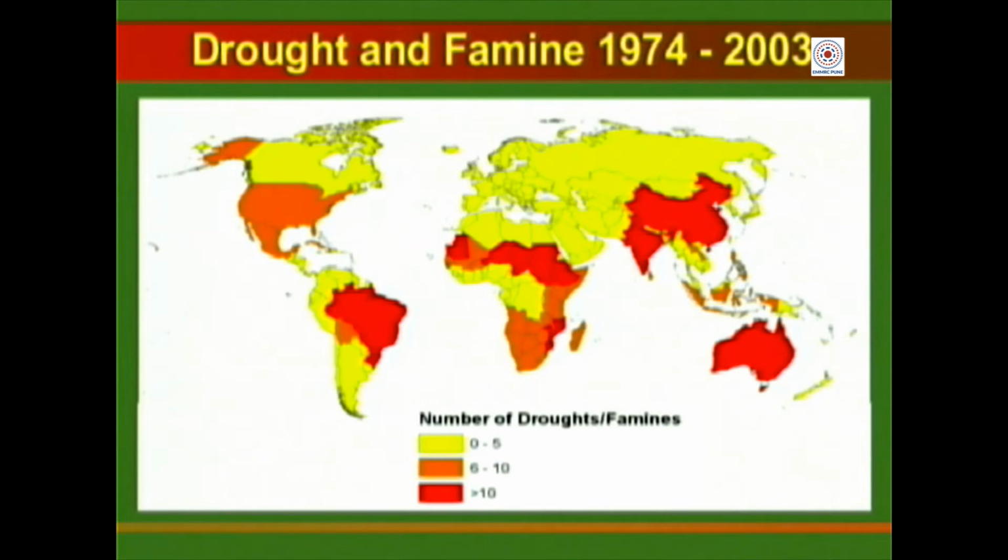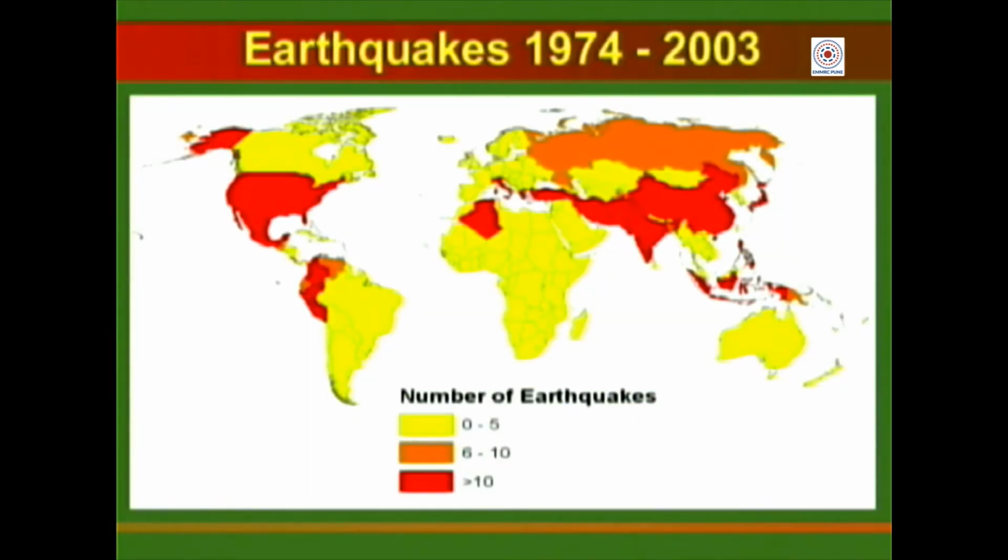Number of occurrences of drought and famine internationally: you will find that more than 10 droughts have been reported in the time frame of 1974 to 2003, which means a 30 year time span. India, China, Australia and certain parts of South America have been suffering from acute drought conditions. Earthquakes: you can see whole India, Pakistan, Afghanistan and part of China, where in 30 years more than 10 earthquakes have been reported.